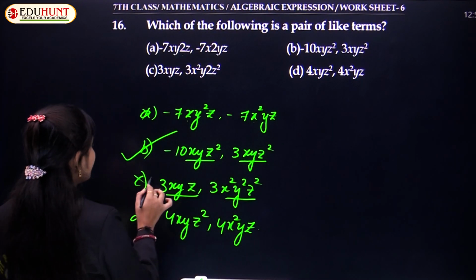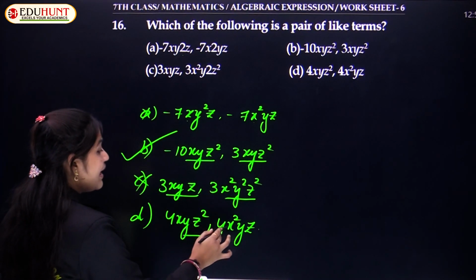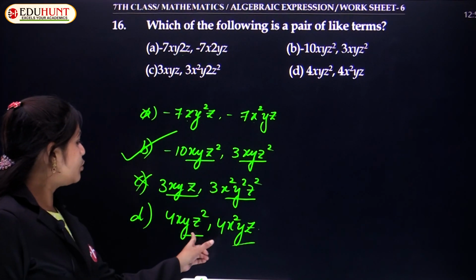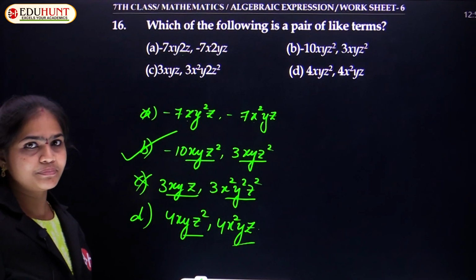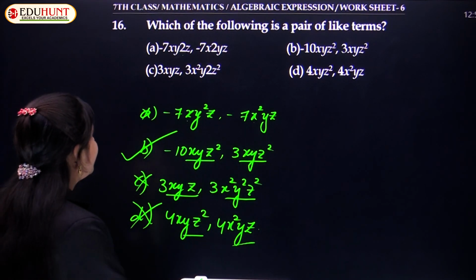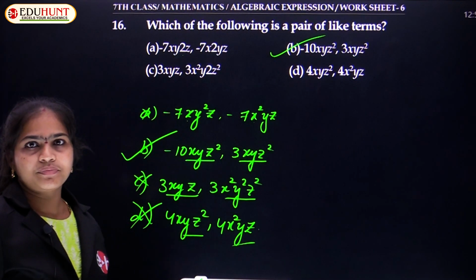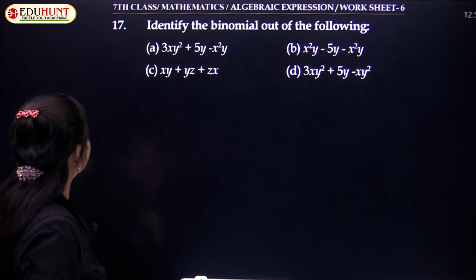So that's why these two are not like terms. And xyz square, x square, yz. Here z two times there, here x two times there. That's why this is also not like terms. Finally, which option is satisfying here? Option B is satisfying.